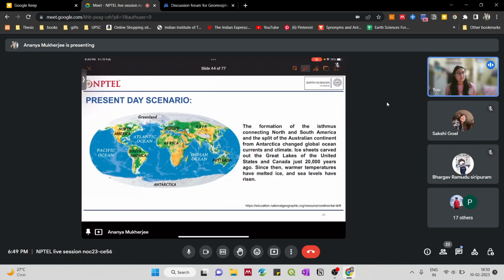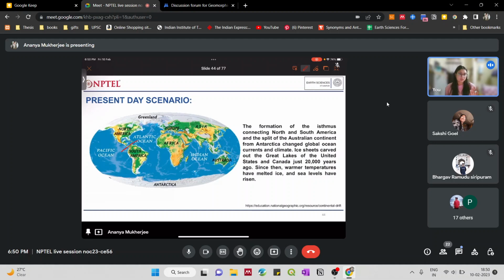So this is the present day scenario. Okay, so you can see that there is an isthmus connecting North America and South America, with the Indian landmass colliding with the Eurasian plate. The Tethys Ocean that was present before, that closed up.